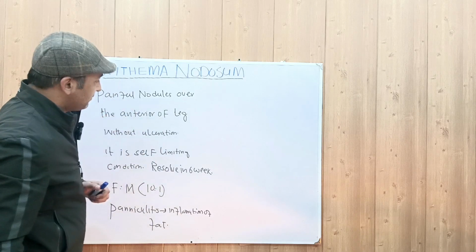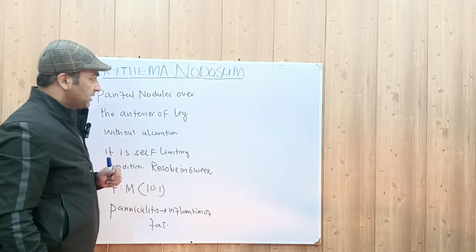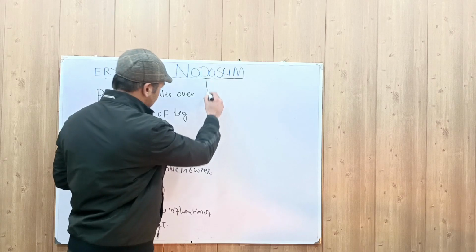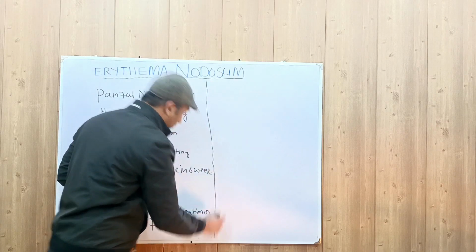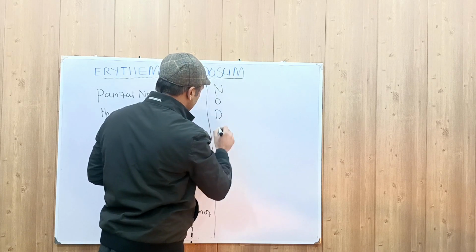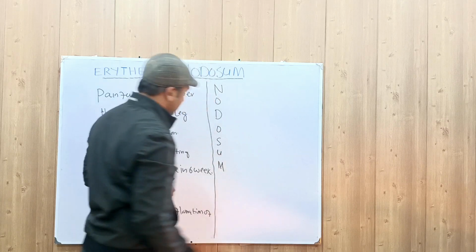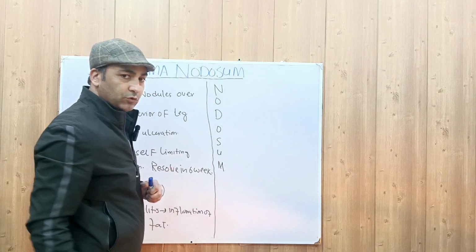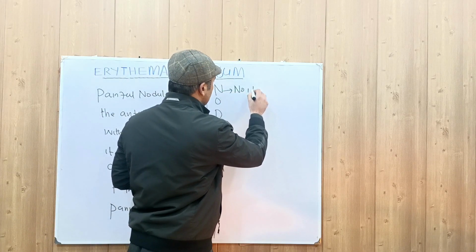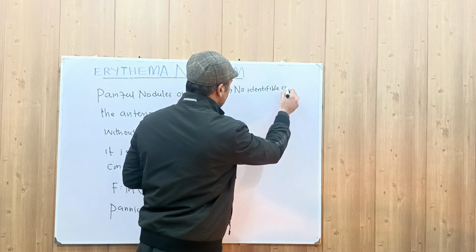There are many causes of erythema nodosum. But to easily remember the causes of erythema nodosum, a mnemonic, NODOSUM, is used. N is for no identifiable cause, which means idiopathic.